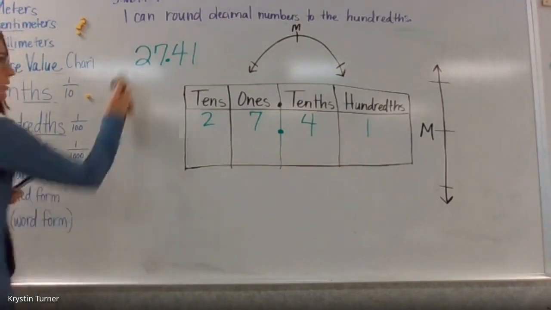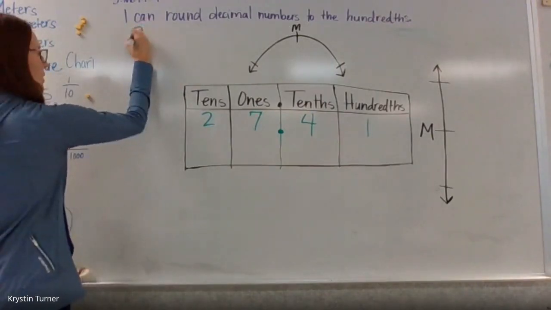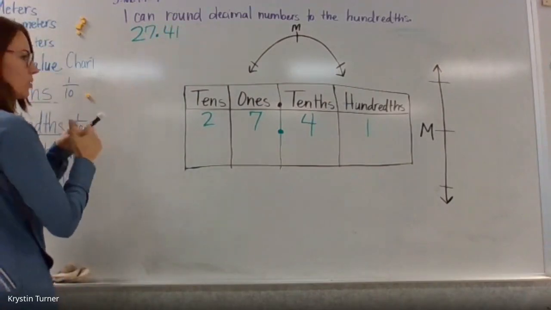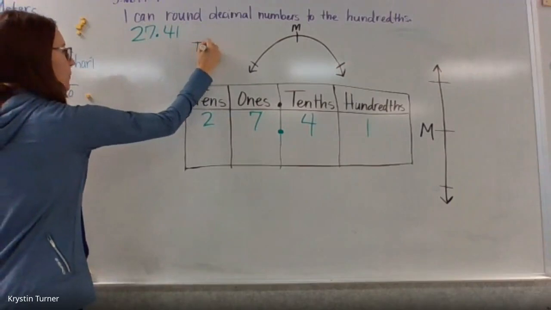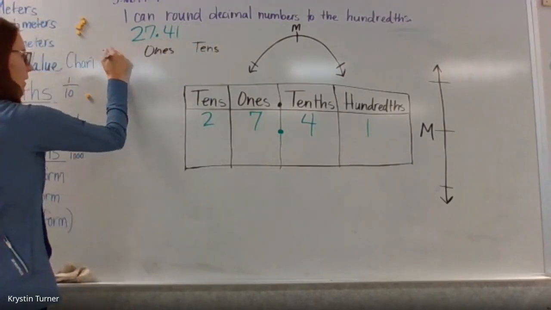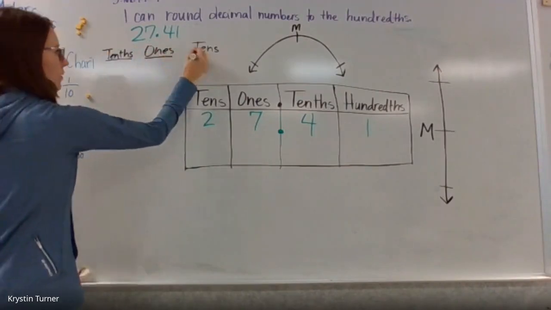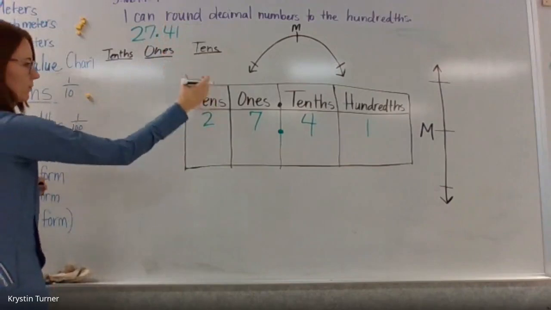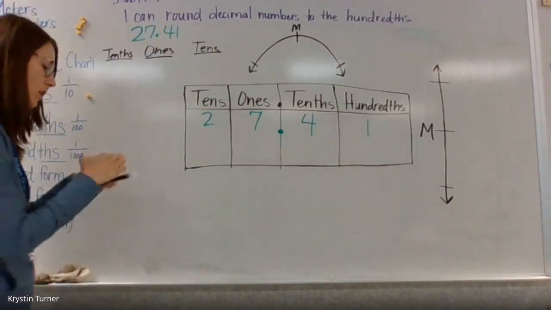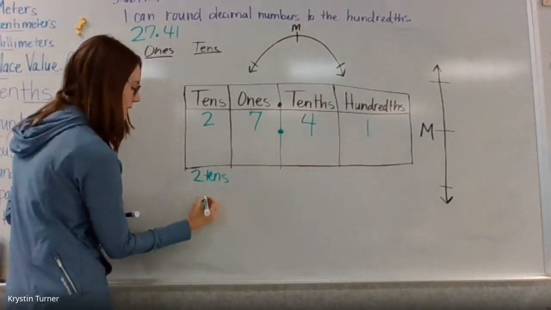So I'm going to actually make this number a little smaller up here so I have some room. So we have 27 and 41 hundredths, and we're going to round it to the tens place value first. Then we'll do the ones, and then we'll do the tenths place value. So tens, right, would be where our 2, our 20 is. So we can think of this as 2 tens, which is our 20.